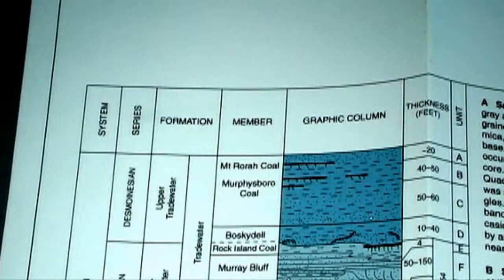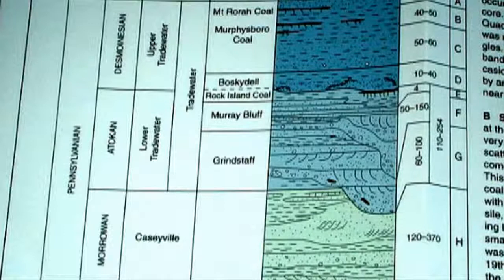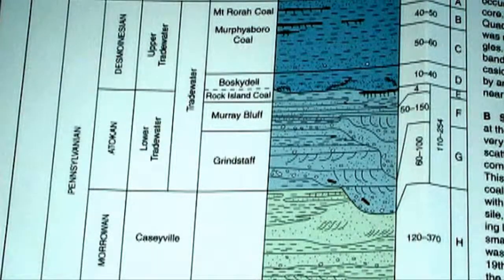If you want to get into more detail, you come to the second page of the map and you look at the graphic column. It shows the formation, the Tradewater Formation, the Caseyville Formation, the Kincaid, and the Dagonia, which we pointed out on the geologic map, and any more specific members within those formations.